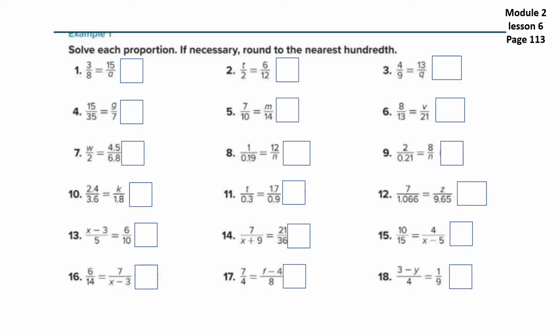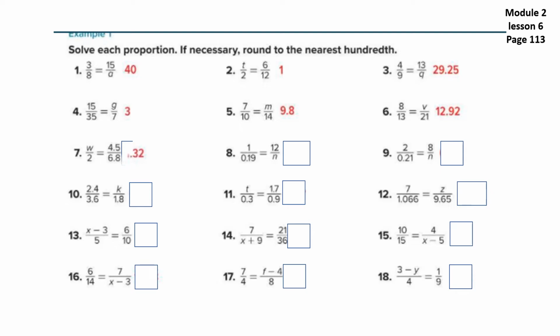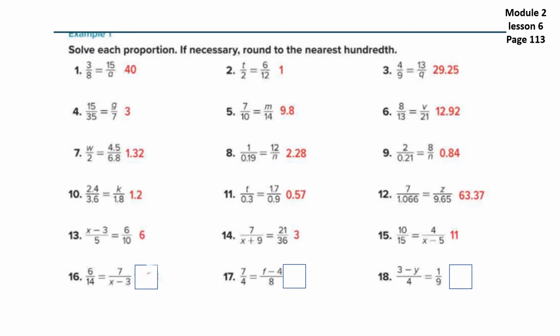Next, you have proportions from module 2, lesson 6, page 114, 113. So you have the following answers. I hope you remember from the last video that we have used cross multiplication to solve these questions and get the answers. Some are decimals, some have variables, some have fractions, but the method to solve all of them would be the same, cross multiplication.